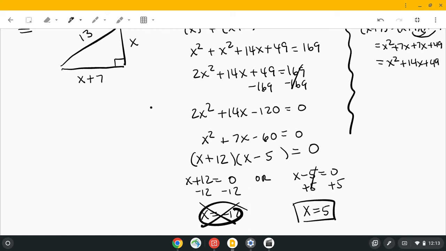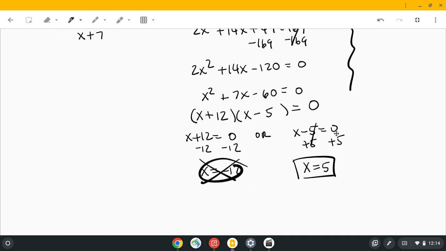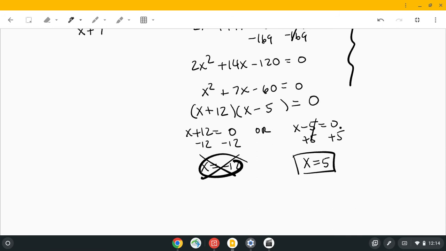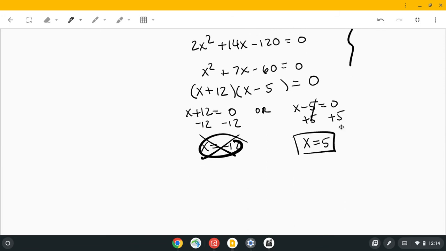All right. So that's how you use the Pythagorean theorem. Hopefully you know how to factor. Okay, so now we're going to take a look at 2 other special right triangles, the 30, 60, 90 triangle, and then the 45, 45, 90 triangle. Okay? So let's take a look at the 30, 60, 90.